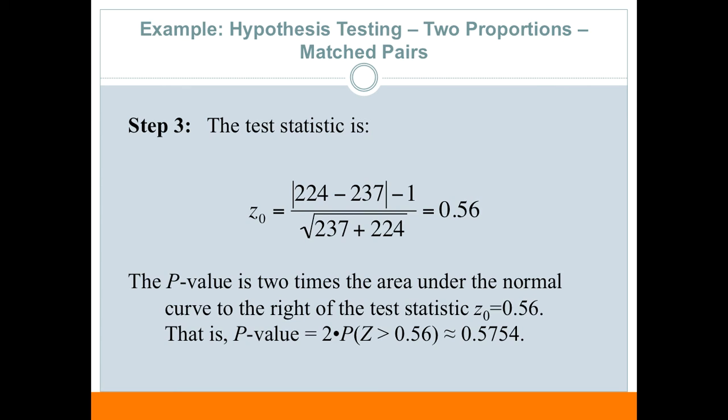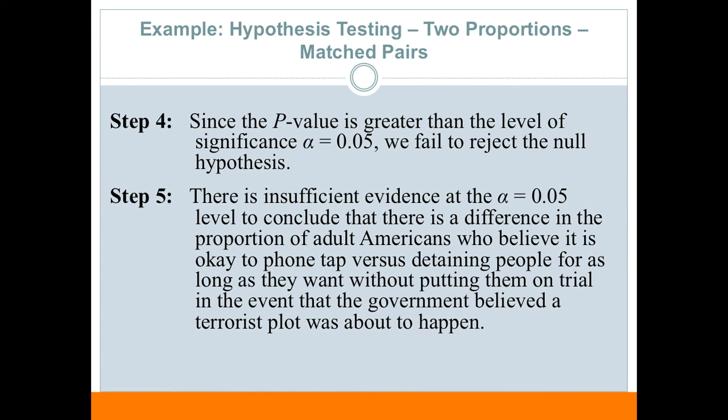So again, I looked my value up on my table. I did 1 minus to get the area to the right, and then I doubled that value in order to get my p-value. Now, step 4 would be to use my p-value to make a conclusion. So since my p-value is greater than alpha, we're going to fail to reject the null hypothesis.